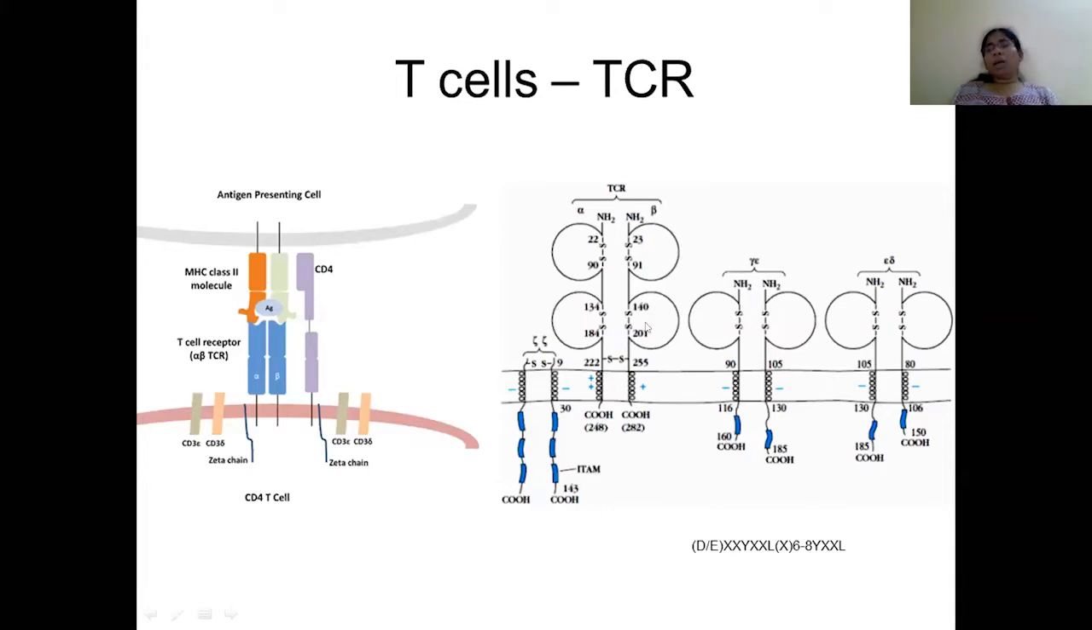Now, among all the T cells, almost 90% of the T cells will have alpha and beta as the immunoglobulin chains.